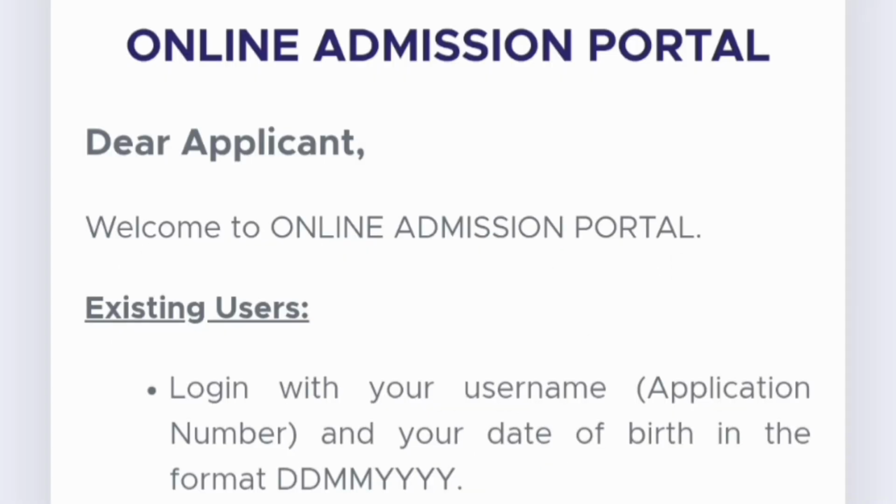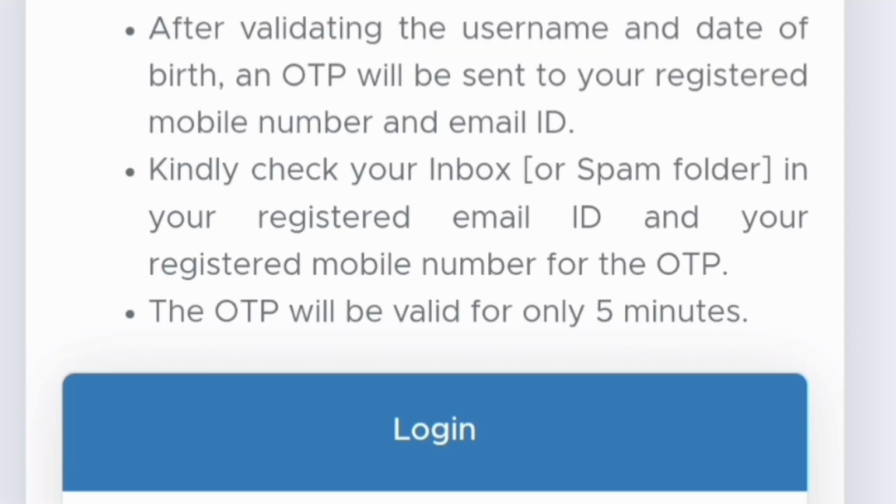And on the same page you will be seeing the welcome note saying, dear applicants, welcome to admission portal, and guidelines like you have to use your application number and date of birth combination to log into the system, and it should be in the DDMMYYYY format for your date of birth. After that you will be validated with your username and you will be getting an OTP which will be sent to your mobile number and email ID. In case it is in the spam or off your inbox, please check it. Both the OTPs should be available, and approximately 5 minutes will be given to log in through OTP mode.